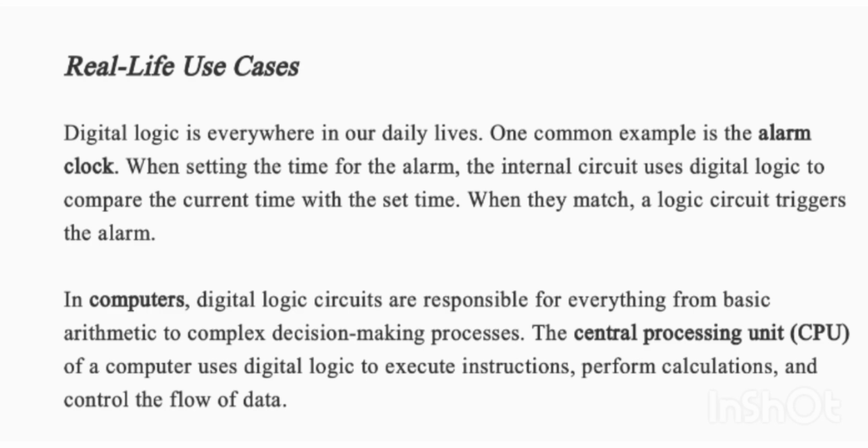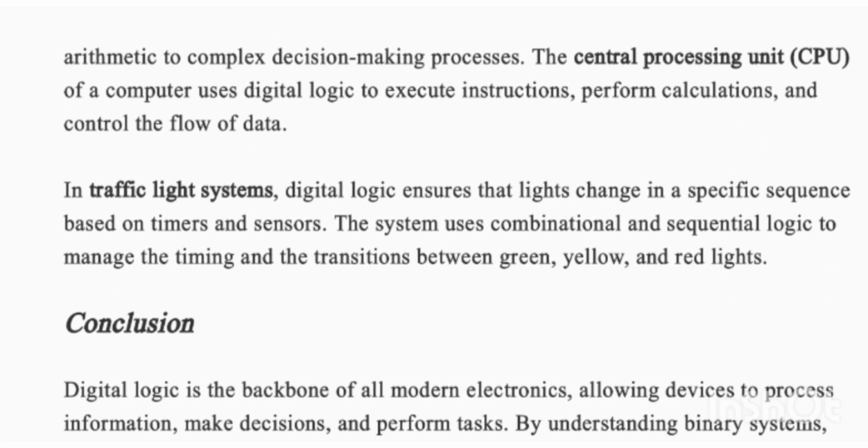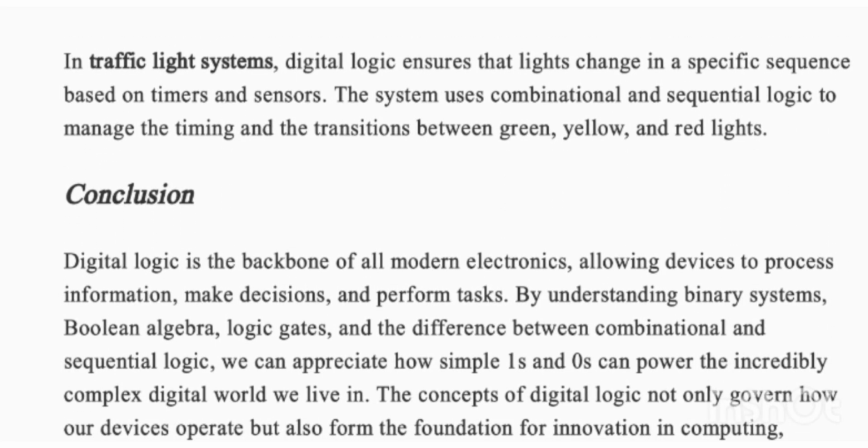In computers, digital logic circuits are responsible for everything from basic arithmetic to complex decision-making processes. The central processing unit, or CPU, of a computer uses digital logic to execute instructions, perform calculations, and control the flow of data. In traffic light systems, digital logic ensures that lights change in a specific sequence based on timers and sensors. The system uses combinational and sequential logic to manage the timing and the transitions between green, yellow, and red lights.